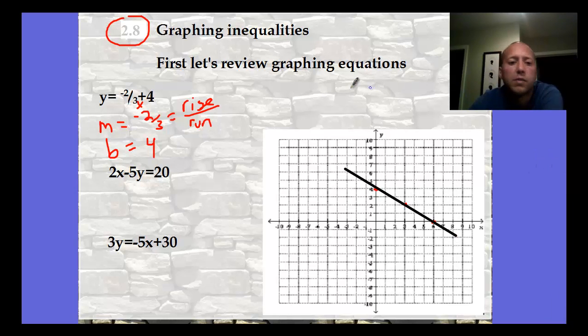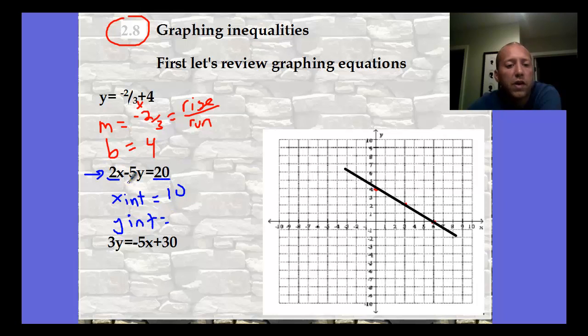A second one we talked about here is this equation, the second equation, which is actually in standard form. So a fast way of graphing that is if I plug in 0 for x and 0 for y. So when I'm doing that, I'm trying to find my x-intercept. The x-intercept would be 20 divided by 2, the number in front of x, which is 10. And then the y-intercept is going to be 20 divided by the number in front of y, -5, and I get -4. Again, we can do that because the other term would be 0, because you plug 0 in for it.